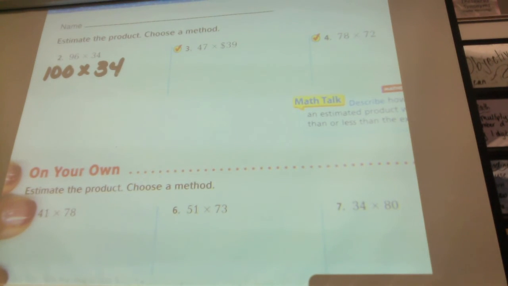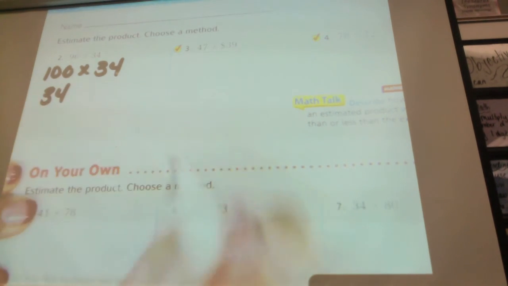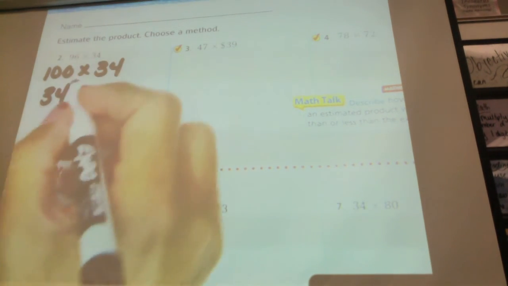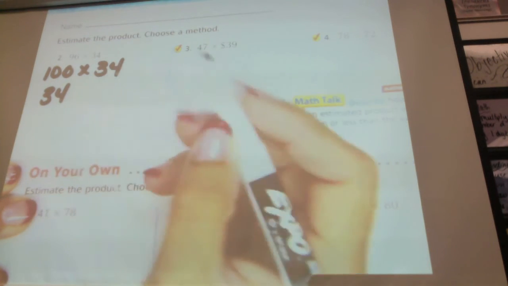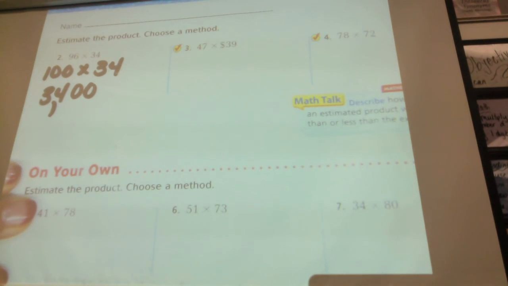Can I do this easily? Yes. I don't need to round the 34 to 30 because I can get a pretty good estimate just by rounding the 96. When I do that, I do 34 times 1. Now I'm going to times that by the 2 zeros, basically the hundreds, and I get 3,400. Okay, so there you go, 3,400.